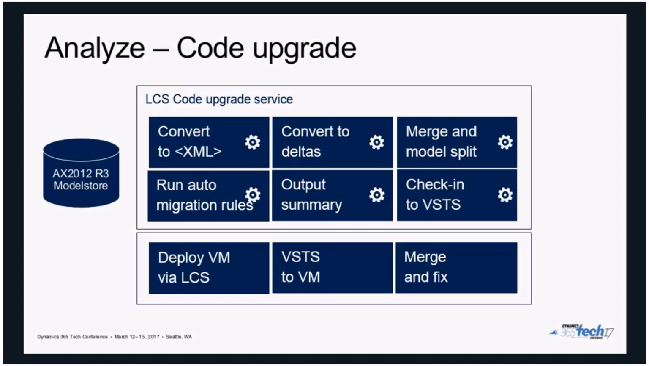Of course, after that's done, I wish we could upgrade 100%. Still, there are going to be some manual tasks remaining for you to complete. In order to do this, you will have to deploy a normal development virtual machine of Dynamics 365 for operations, deploy it via LCS or use your local machine, map Visual Studio Team Services to your local packages directory within your VM, and then you'll have to do some of the manual tasks of merging and fixing compile errors within that code base.